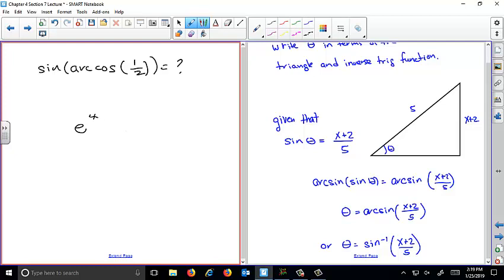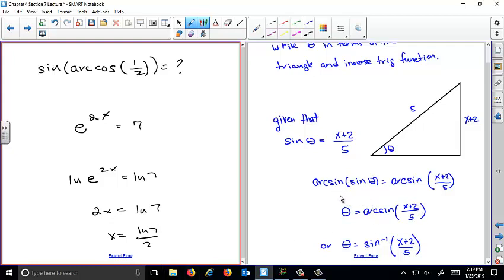we said e to the 2x equals 7. So what is x? Just like x is in the argument of the sine function here, here x is in the exponent. So what we did is we said, okay, let's take the natural log of both sides. The natural log of e to the 2x is 2x. And then you divide both sides by 2. So you get x is the natural log of 7 divided by 2. So the same kind of thing here.